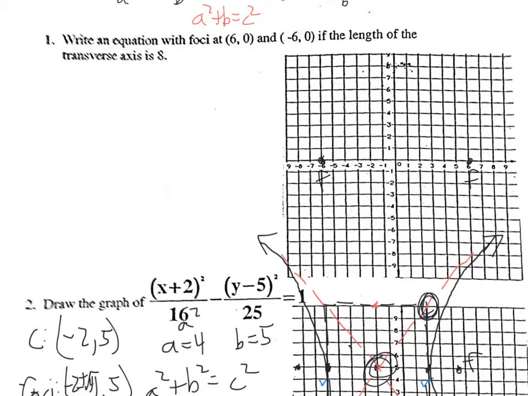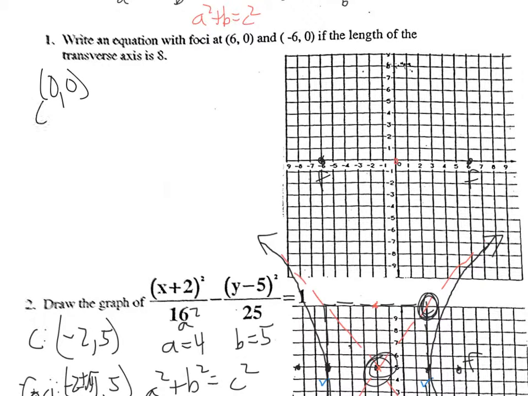Then it says the length of the transverse axis is 8. And I mentioned this, but just to refresh your memories, the transverse axis connects the vertices. It goes through the center and connects the vertices. Well, when they tell you the focal points, they actually tell you what the center is as well, because the center is right in the middle. So the center of this hyperbola is at 0, 0.